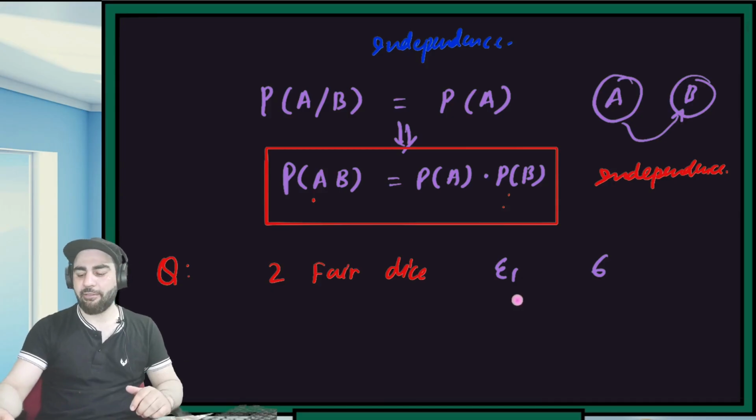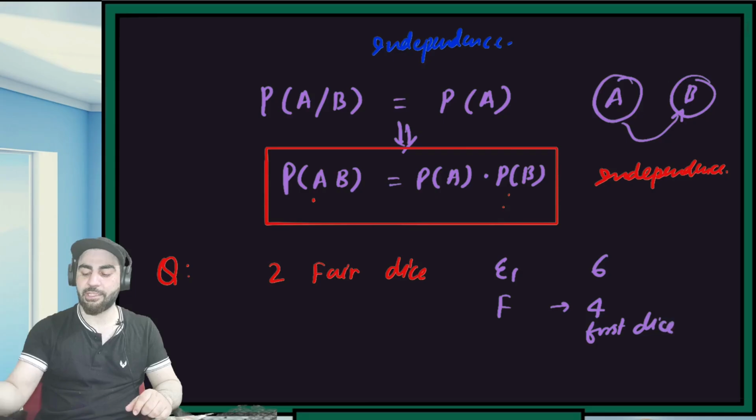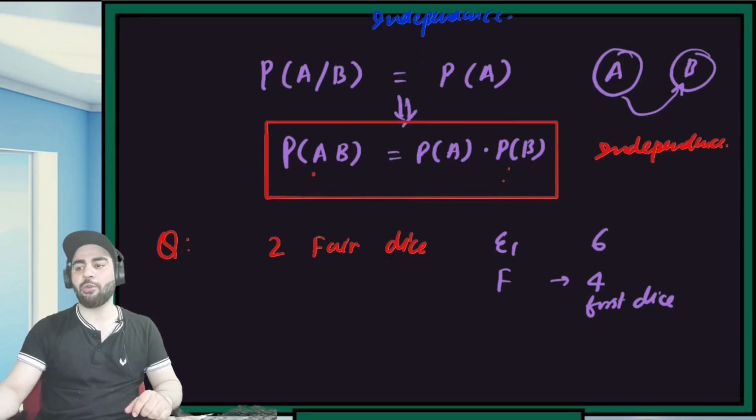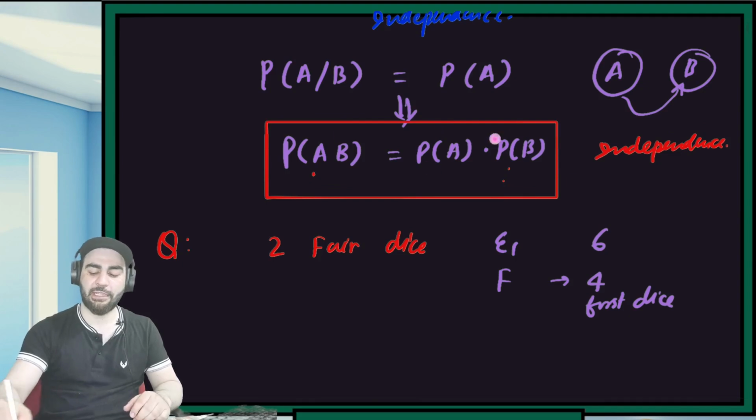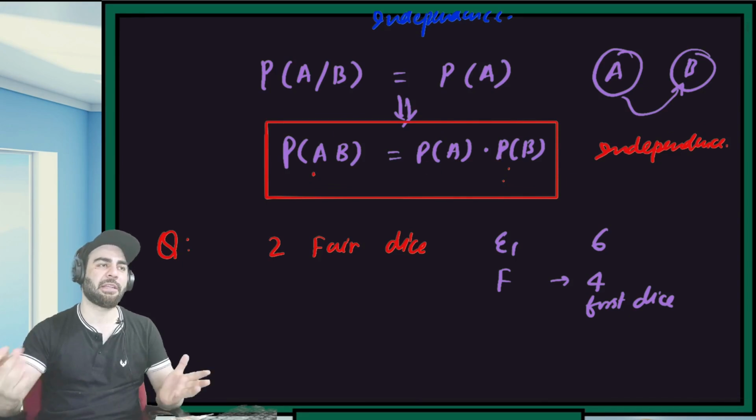And we have another event, F. F denotes the event that the top face of the first die is 4. The first die is 4. So now you have to tell me, are these two events independent? I'll give you some time because I told you the definition. You have to compute these things separately and then multiply them together and see if they are equal. If they are equal, they are independent. If they are not equal, they are not independent. And then you should come up with the intuition as well.